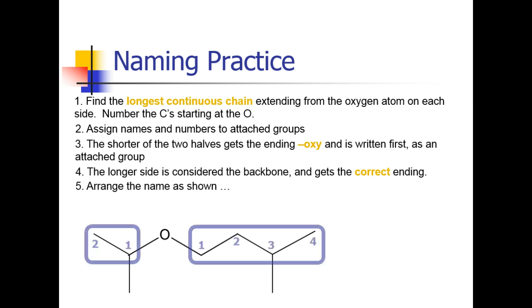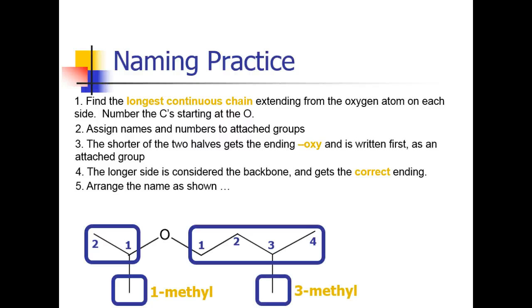We're going to number the backbone. Notice the right side has the larger backbone than the left. We're going to identify any of the substituent groups coming off. We have a 1-methyl off of the shorter chain, and we have a 3-methyl off of the larger chain. The shorter of the two chains gets the oxy ending, so we have ethoxy. The right side gets the root ending, which is butane.